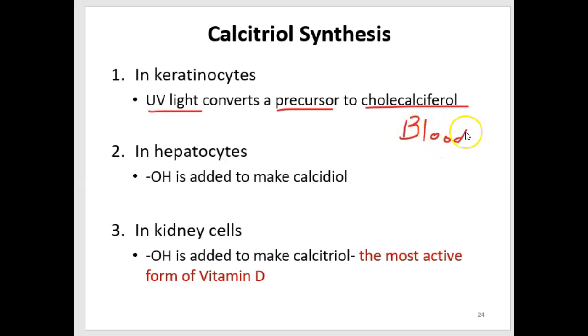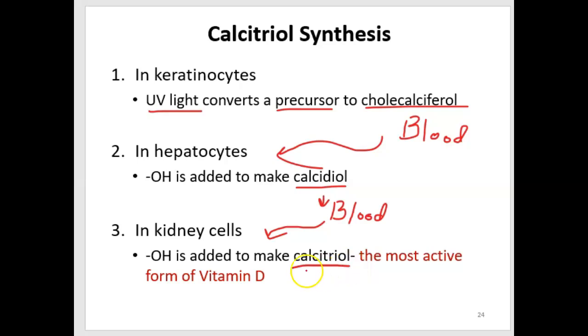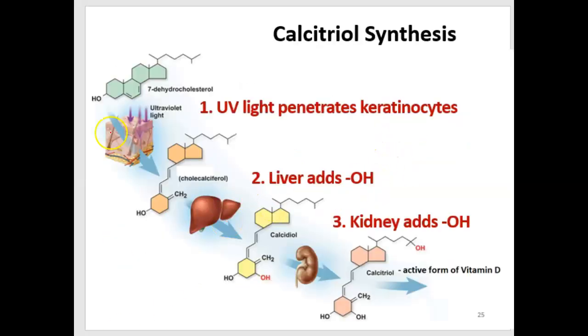It makes its way to liver cells, and liver cells modify cholecalciferol and make it calcidiol. It's released to the blood, and then it goes to the kidney cells in the bloodstream. And certain kidney cells can finalize the production and make it the active form called calcitriol. So calcitriol and vitamin D we kind of think of as synonymous, even though all of these are precursors to vitamin D.